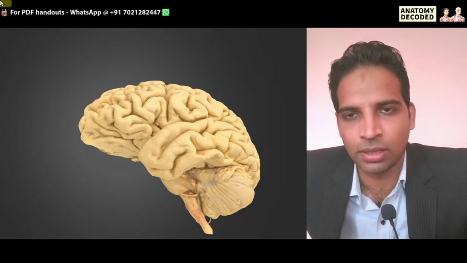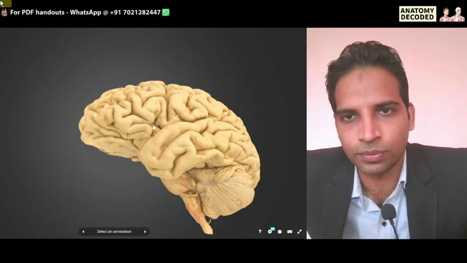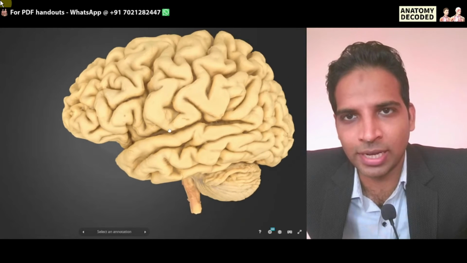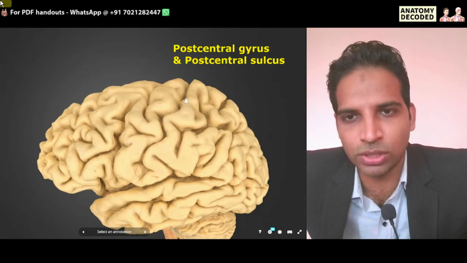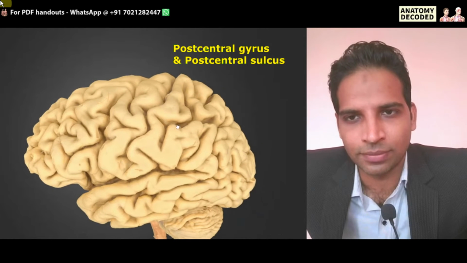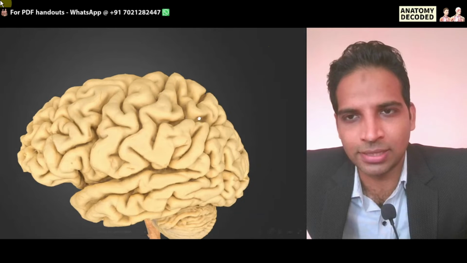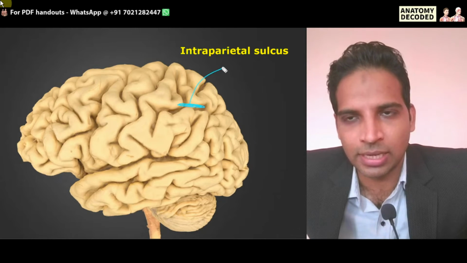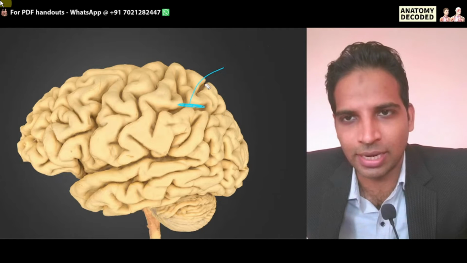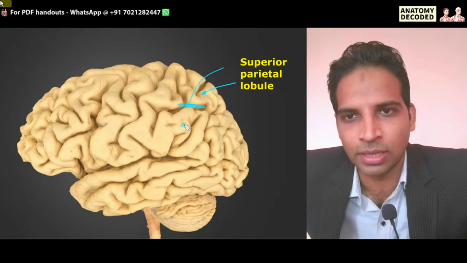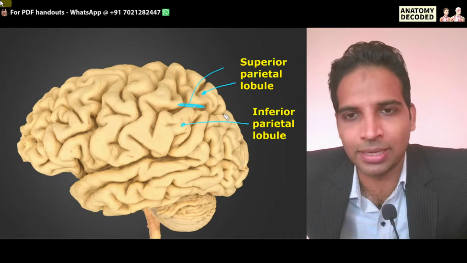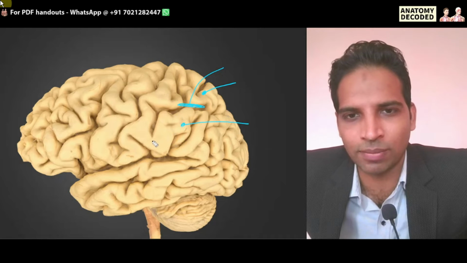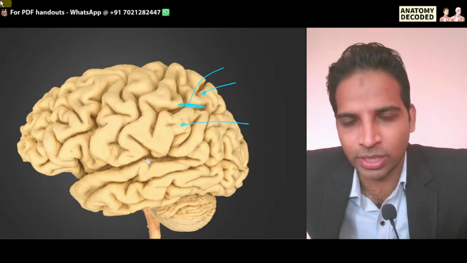Now let's look at the parietal lobe. One gyrus we have already identified, the postcentral gyrus, and one prominent sulcus is seen here, referred to as the intraparietal sulcus. Above it there is a gyrus referred to as the superior parietal lobule. Below it there is the inferior parietal lobule. In the region of the inferior parietal lobule there are two important additional gyri.